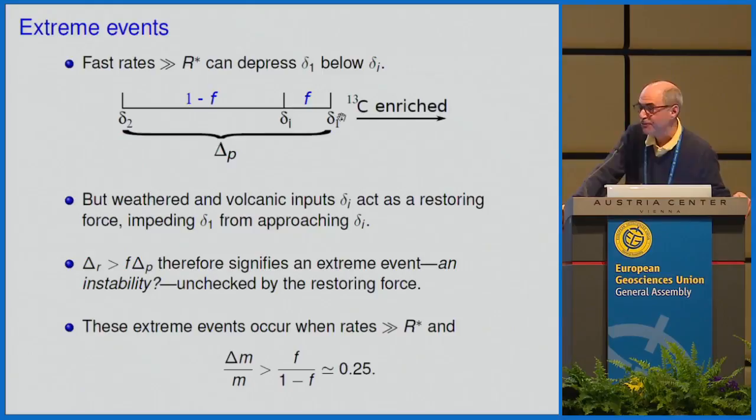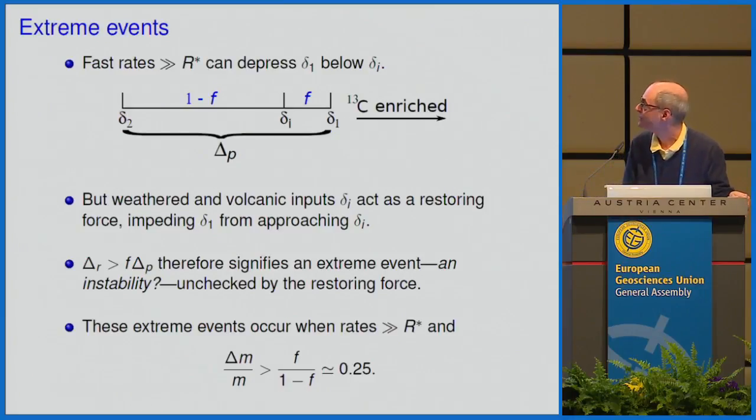Okay. Finally, just to provide another view of the data, we can also define what we call an extreme event. That is an extreme event which occurs at an asymptotically fast rate. In an asymptotically fast event, I mean rates that are much faster than that characteristic rate R star.